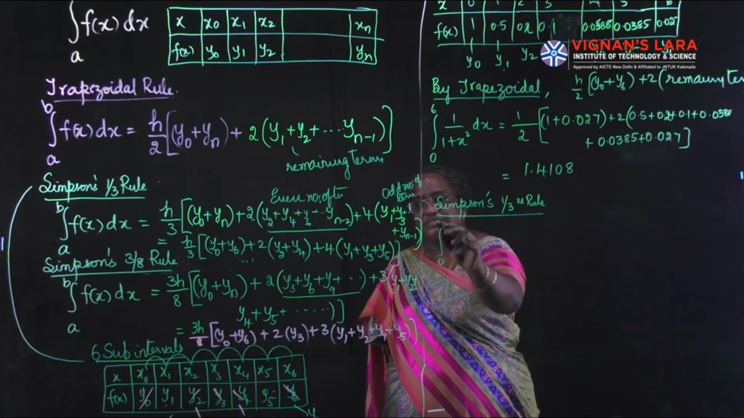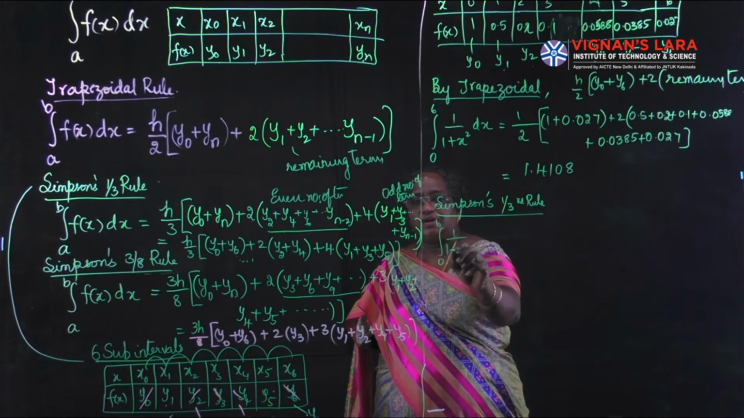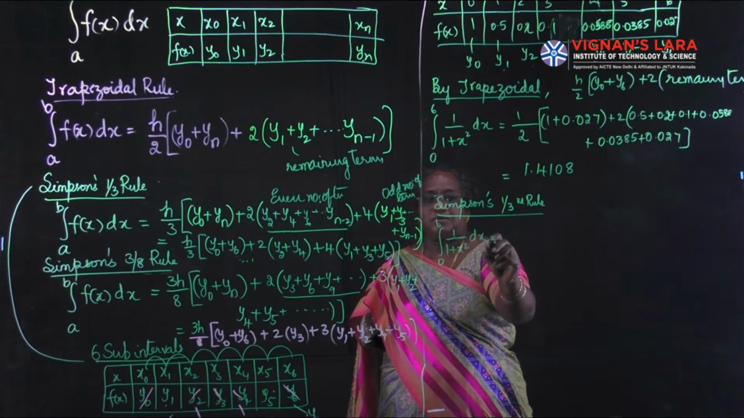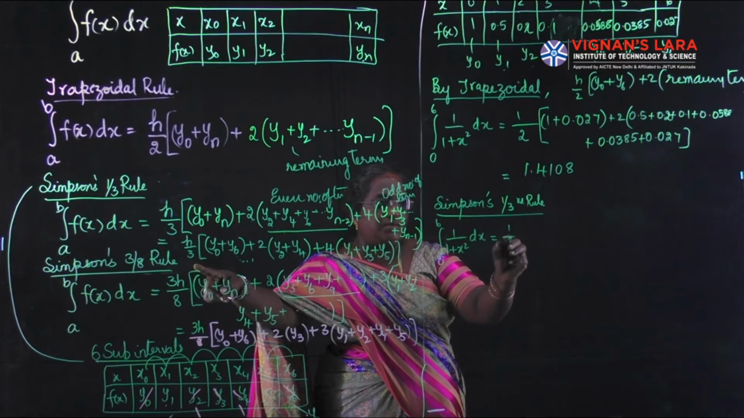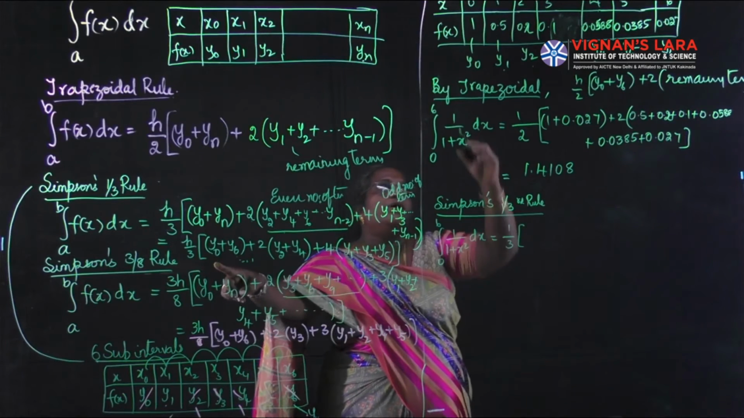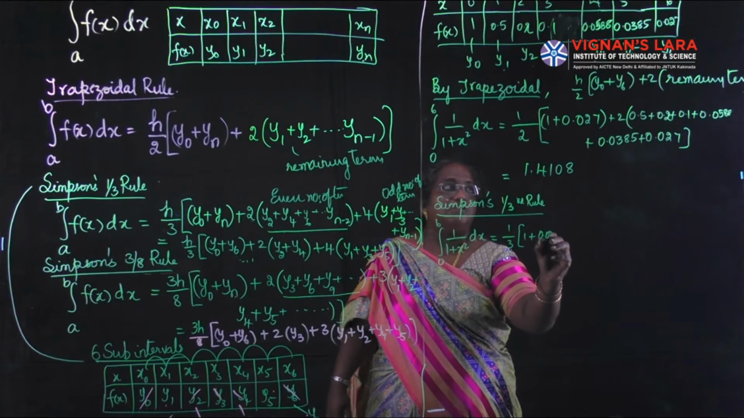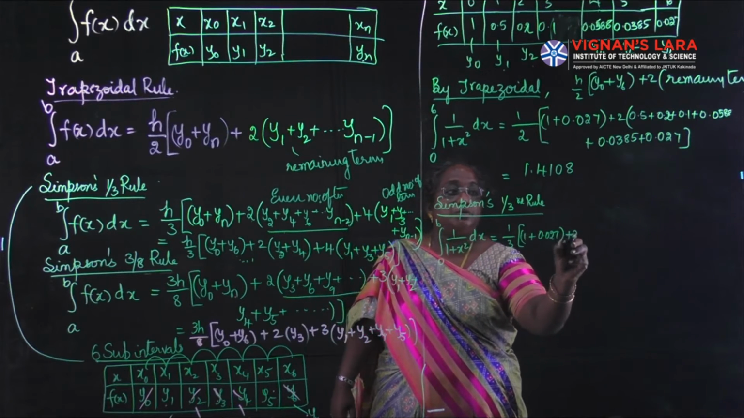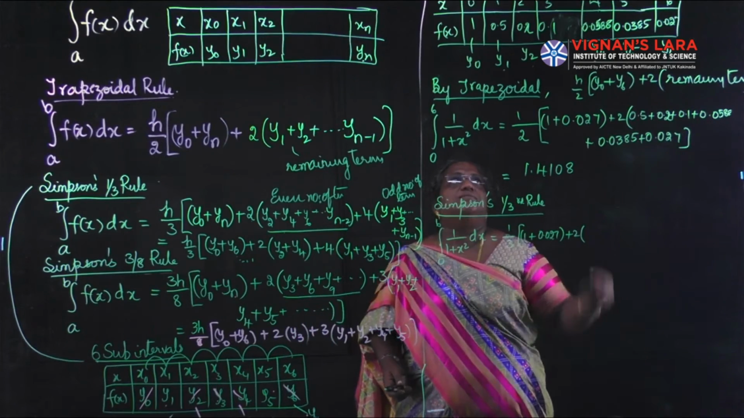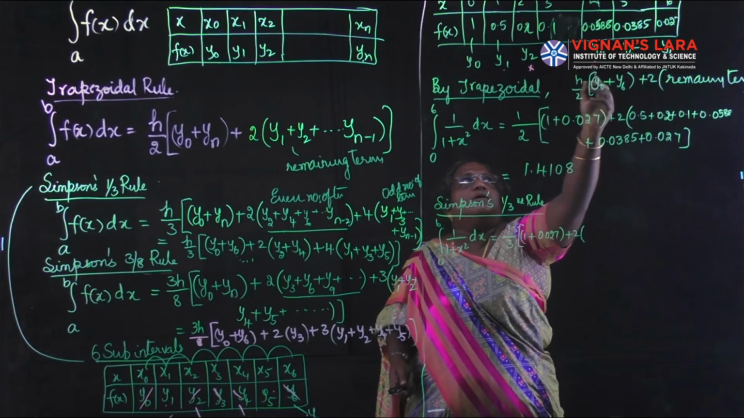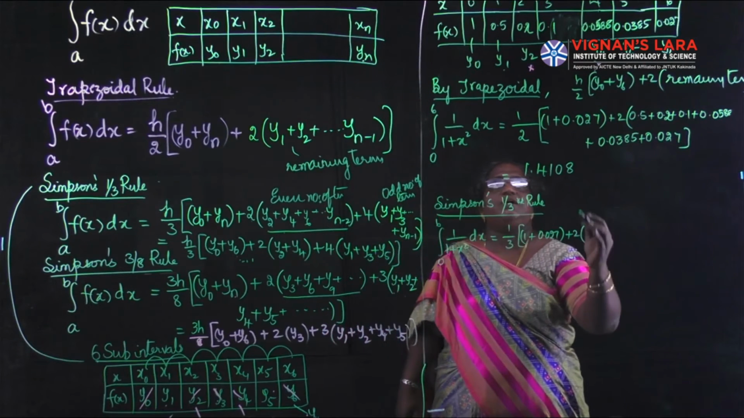The integral from 0 to 6. What is our f of x? Our f of x is 1 by 1 plus x square dx. So this is h by 3. What is our h? Look at this formula: h is 1, so h by 3 is 1 by 3. What is our y0? y0 is 1. yn is y6, which is 0.027, plus 2 times the even terms. What are the even terms here? This is even, this is even. You are not supposed to write y6. So 2 times y2 plus y4.